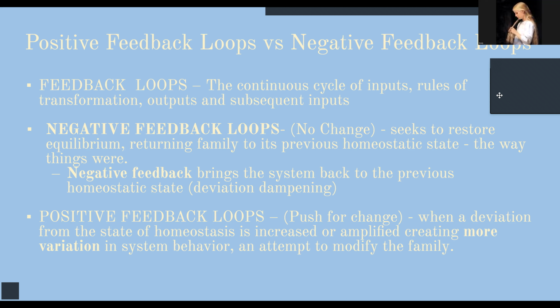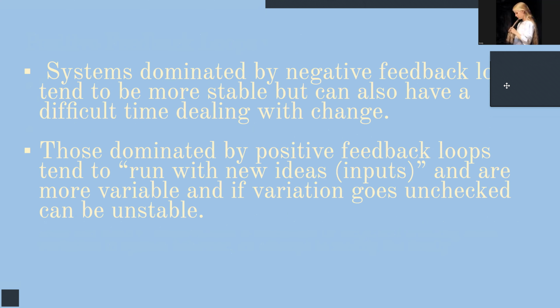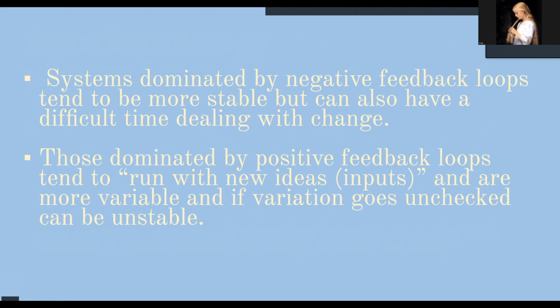Okay. So systems dominated by negative feedback loops tend to be more stable, but can also have a difficult time dealing with change, while those dominated by positive feedback loops tend to run with new ideas or inputs into the system and are more variable. And if variation goes unchecked, they can be very unstable.